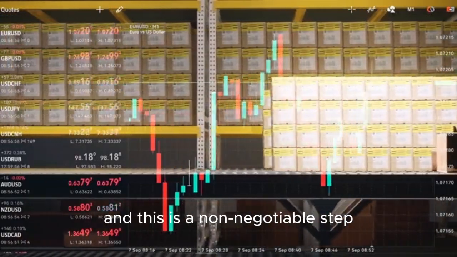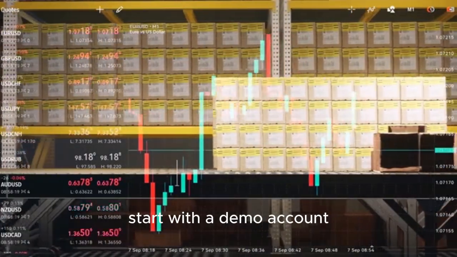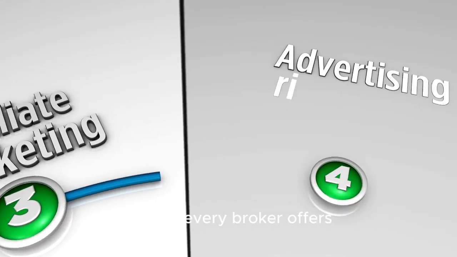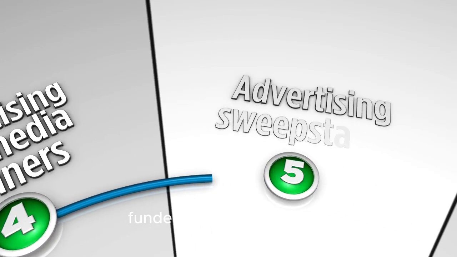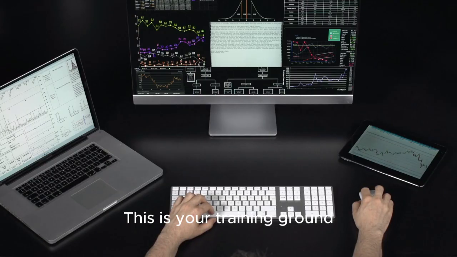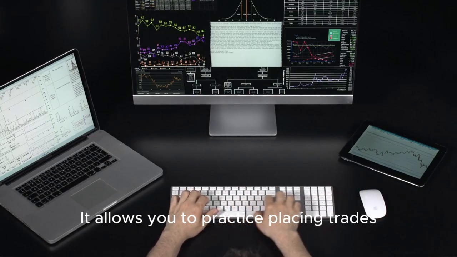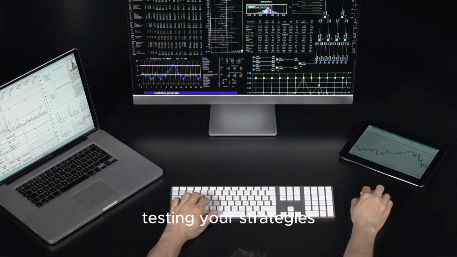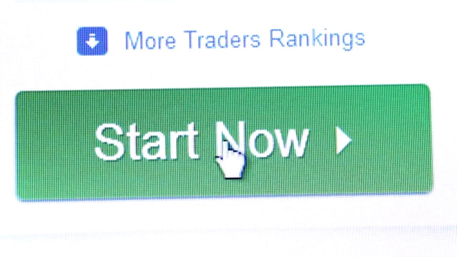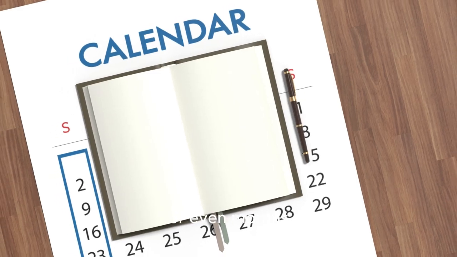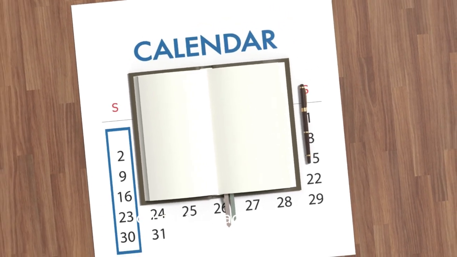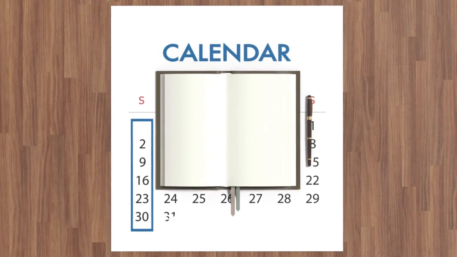Step 3, and this is a non-negotiable step: start with a demo account. Almost every broker offers a free demo account funded with virtual money. This is your training ground. It allows you to practice placing trades, testing your strategies, and getting comfortable with the trading platform without risking a single dollar of your own money. Spend at least a few weeks or even months on a demo account until you can consistently see positive results.